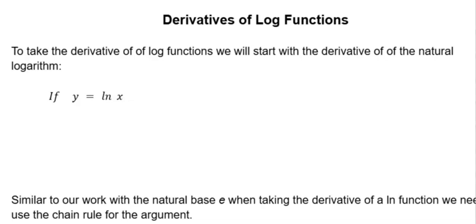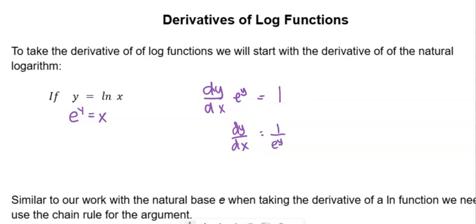Okay, so if we have y equals natural log or ln x, then we could also rewrite this as e to the y equals x. And when we take the derivative of e to the y with respect to x, it's going to be 1. And if we rearrange to solve for the derivative of y, then we're going to have 1 over e to the y. And I know that e to the y is x because of over here. So the derivative of y with respect to x is actually 1 over x.